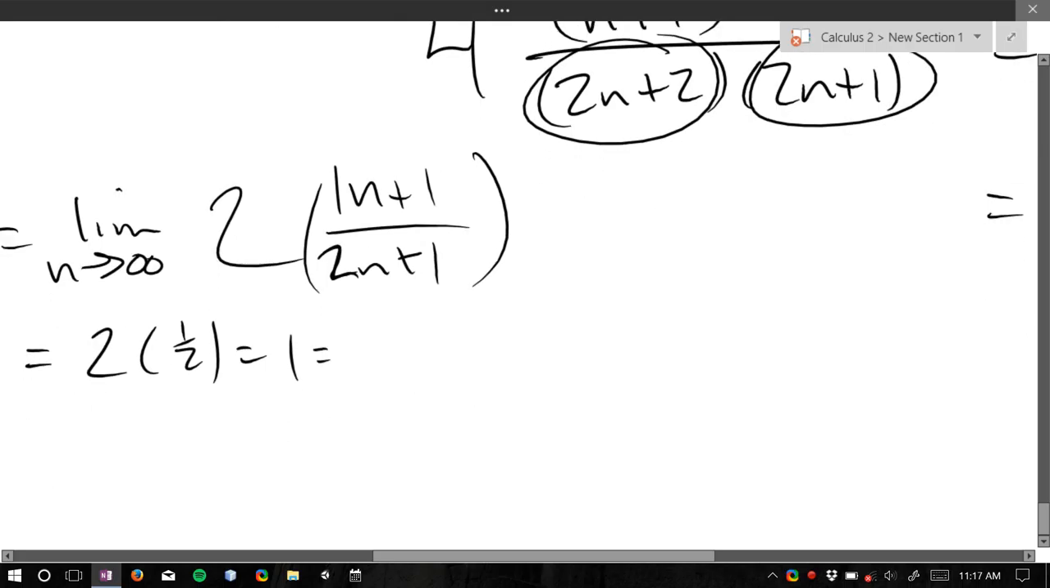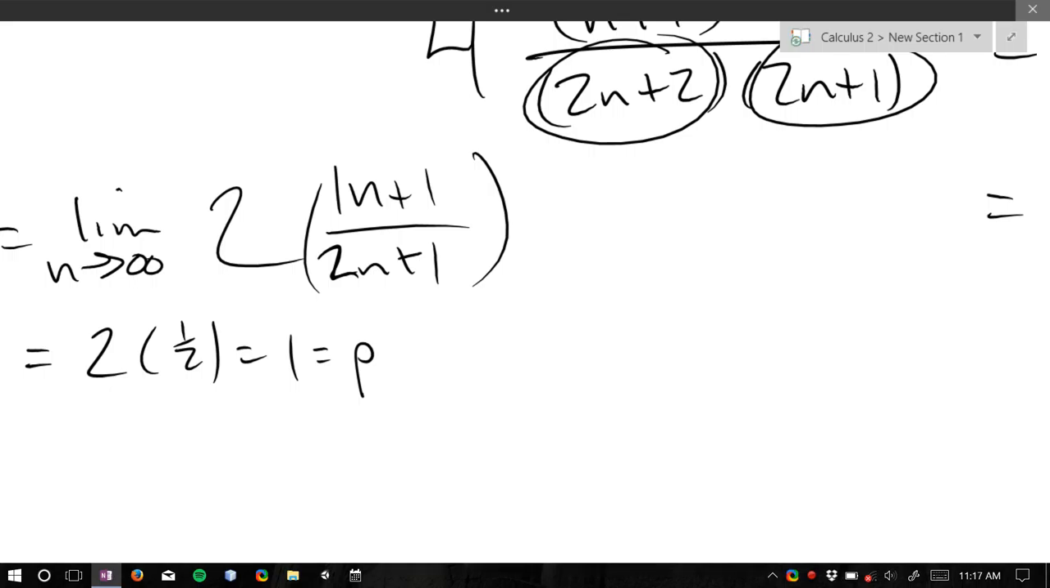So what happens when you get rho equals 1? Inconclusive. So you just waste a lot of time. So this is inconclusive.